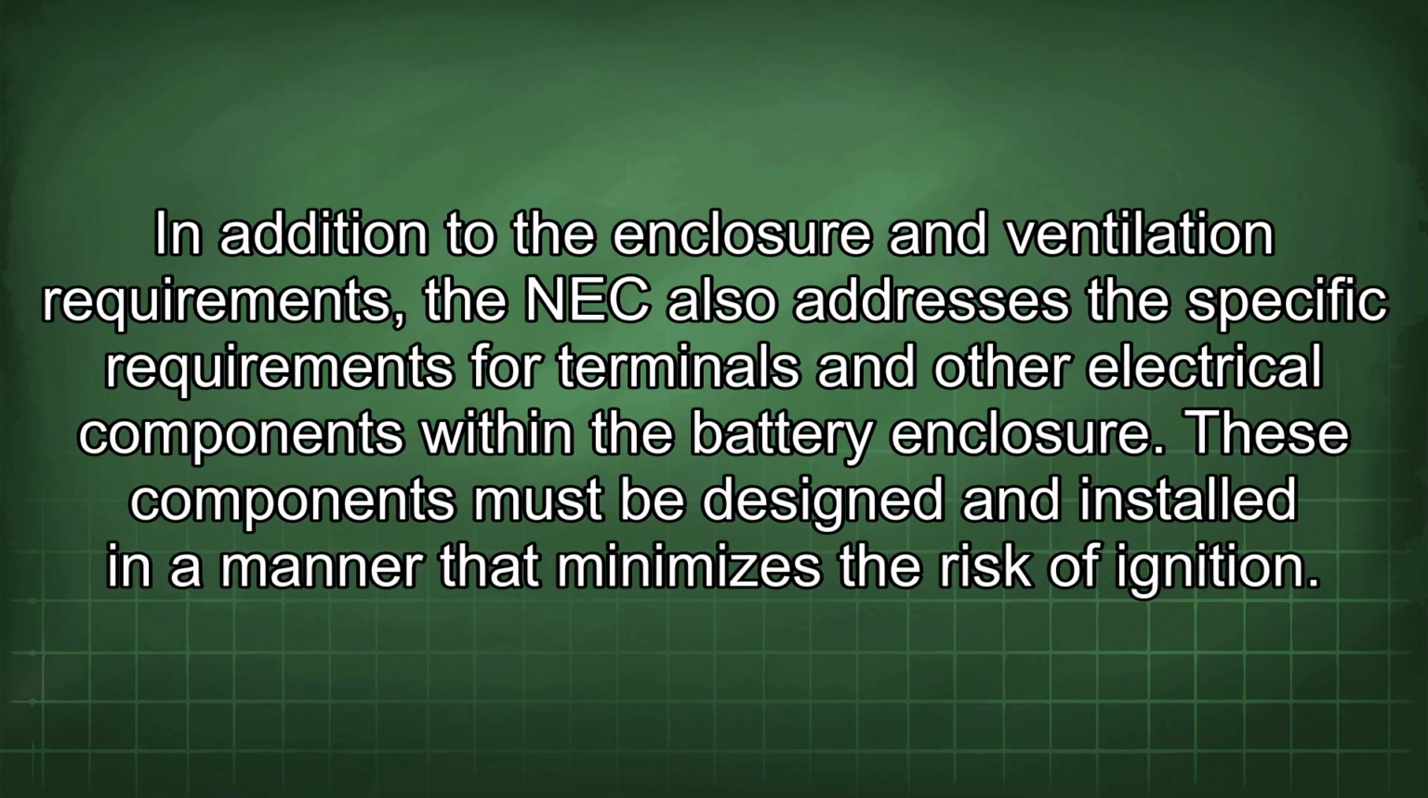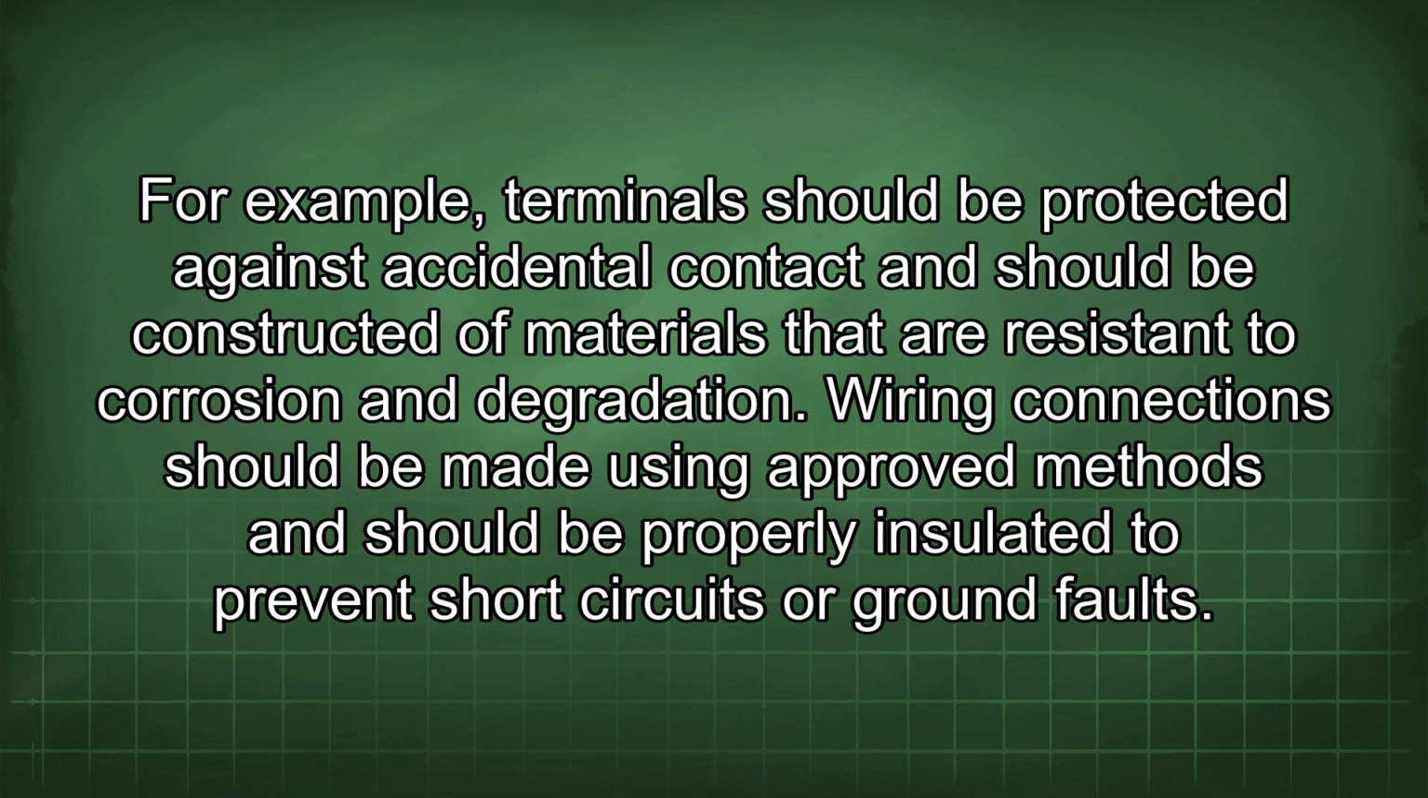In addition to the enclosure and ventilation requirements, the NEC also addresses the specific requirements for terminals and other electrical components within the battery enclosure. These components must be designed and installed in a manner that minimizes the risk of ignition. For example, terminals should be protected against accidental contact and should be constructed of materials that are resistant to corrosion and degradation. Wiring connections should be made using approved methods and should be properly insulated to prevent short circuits or ground faults.